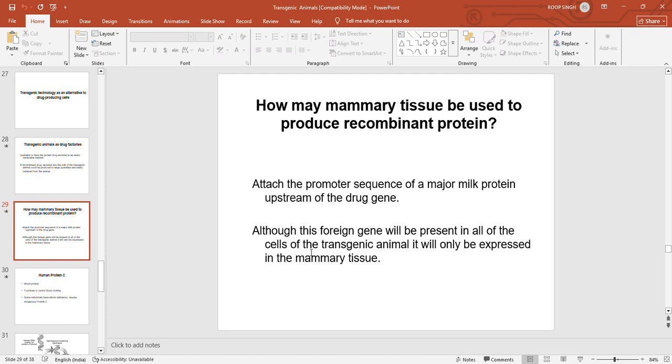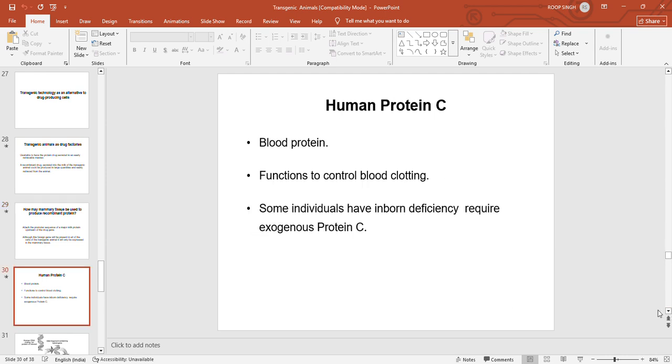Although this foreign gene will be present in all of the cells of the transgenic animal, it will only be expressed in the mammary tissues. So the expression will be highly specific. It will be expressed only in the mammary tissues, because we'll be using the promoter sequence of the milk protein. So this is the advantage. It won't get expressed in other tissue cells of the transgenic animal. So this is one example.